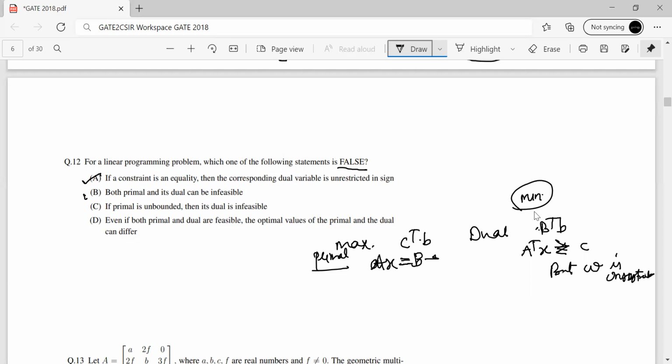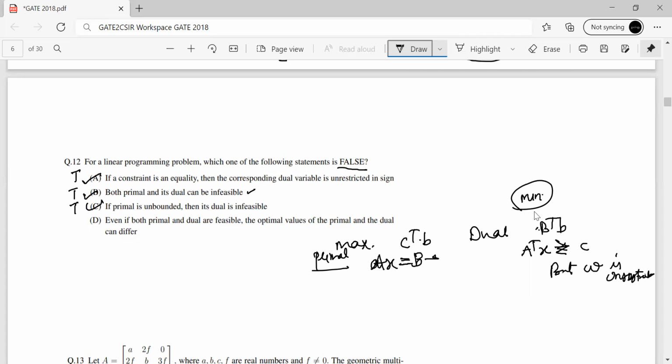Yes, even this is possible. Okay, so to solve such kind of problem, write down first what are the true statements. So both primal and dual can be infeasible. Yes, that's correct. If the primal problem has an infeasible solution, then the dual is infeasible or unbounded. So that is fine. Now it is saying the same statement which I read just now. If primal is unbounded, then its dual is infeasible. Yeah, even that is correct. So these three options are correct.